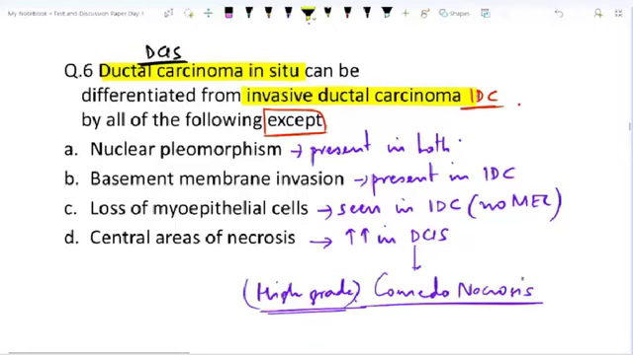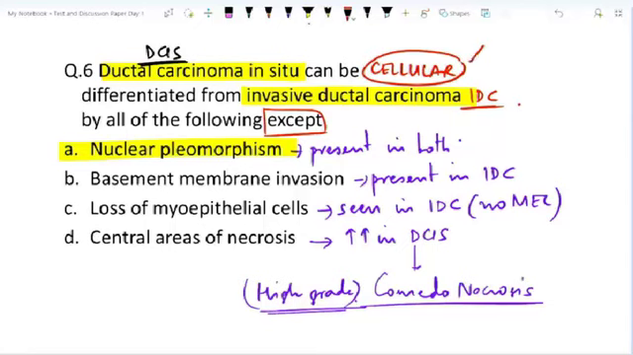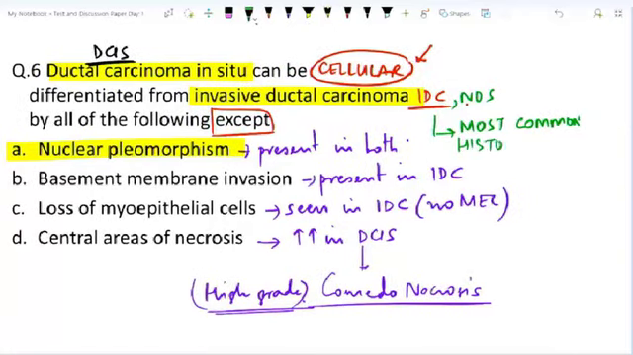So as you can see, the first feature, that is nuclear pleomorphism, is not going to give you any information. If you just look at those cells, you cannot tell whether it is DCIS or IDC. We're talking about cellular morphology here, at the cellular level. Of course, once I establish that the basement membrane is gone, it becomes IDC. Now here just another point you can remember is that IDC-NOS is the most common histological subtype. Please remember, histological subtype is the keyword here.